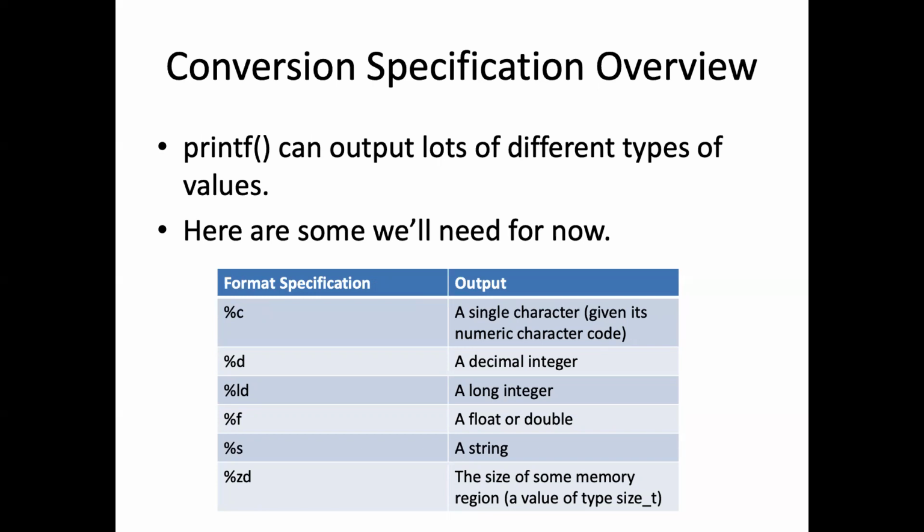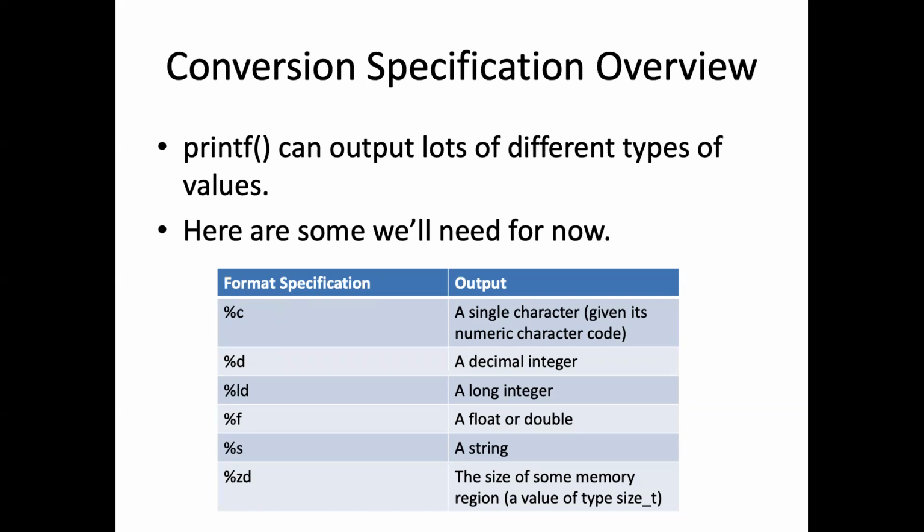%d is for printing decimal integers. So it'd expect an integer value after the format string. %ld is for long integers. C has a long type, but to print it, you need to use %ld. %f, that's the one we've been talking about. %s is for printing strings. We haven't learned how to store strings yet. We'll learn that a little bit later. We store them as arrays of characters, but once we know how to do that, %s is for printing them.